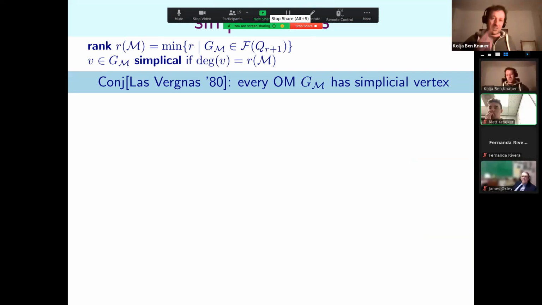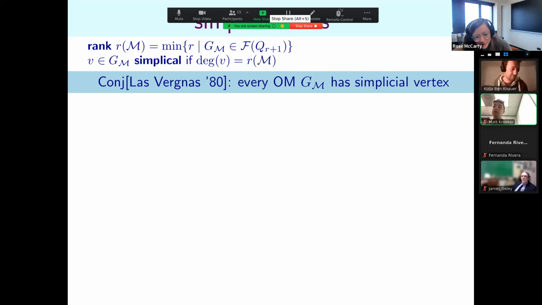I'm thinking maybe I can now quickly speak about some things that we attacked using tope graphs. So as I said, the rank of a matroid is just the minimum r such that the graph doesn't have a Q_{r+1} as a minor, as a partial cube minor. And a vertex is called simplicial if its degree is exactly the rank of the matroid. So for instance, if I have a rank 3 matroid, then the simplicial vertices will be the triangular topes, with 3 sides in the hyperplane arrangement.